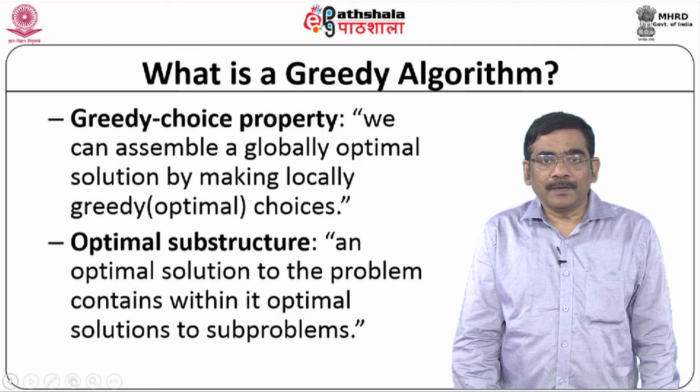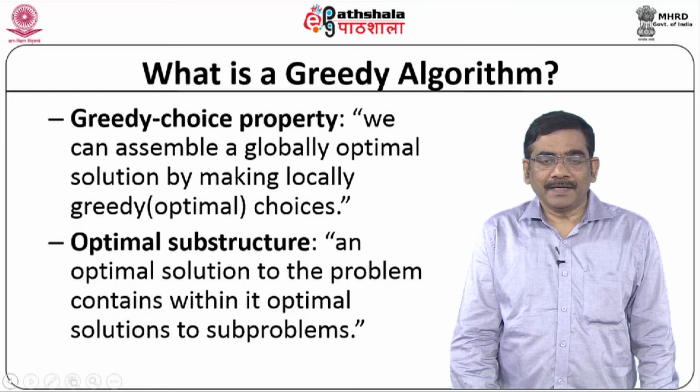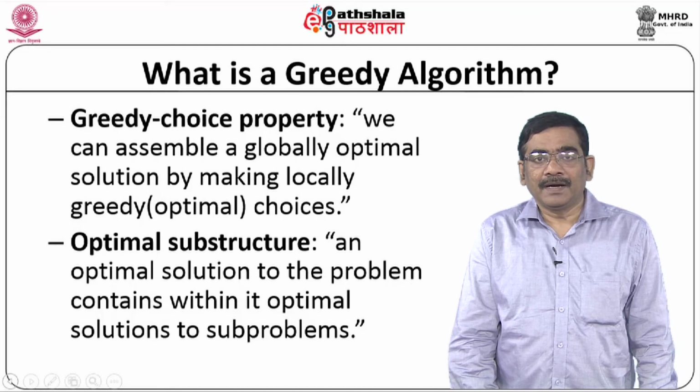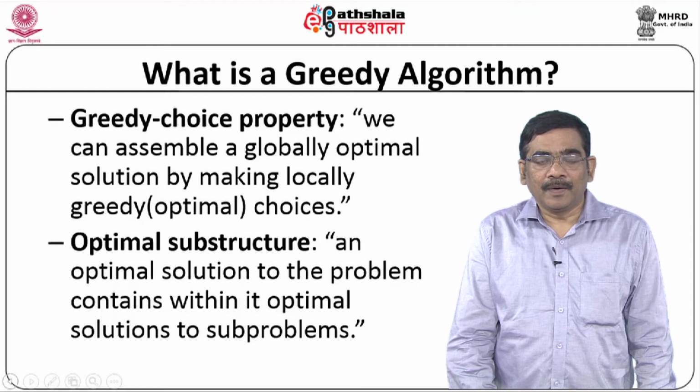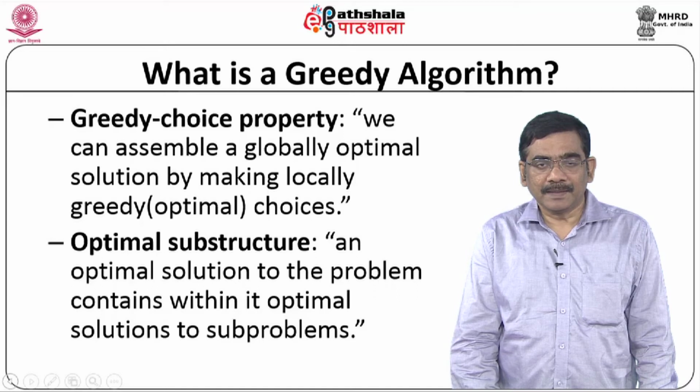So, the optimization problems are supposed to satisfy these two properties. One is the greedy choice property. That means we take lots of locally optimal decisions, and when we combine all these locally optimal decisions, we get the global optimal solution. And similarly, the optimal substructure property: the optimal solution is a sequence of solutions that are optimal for solving the sub problems.